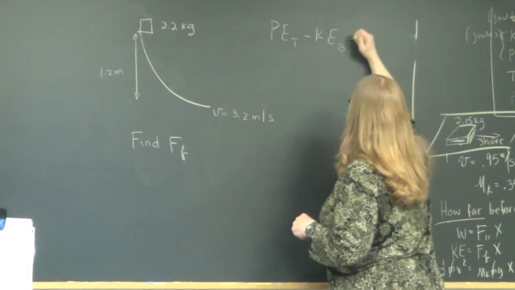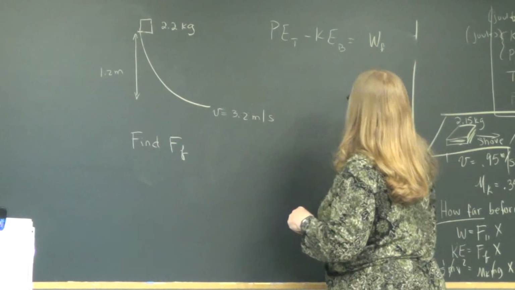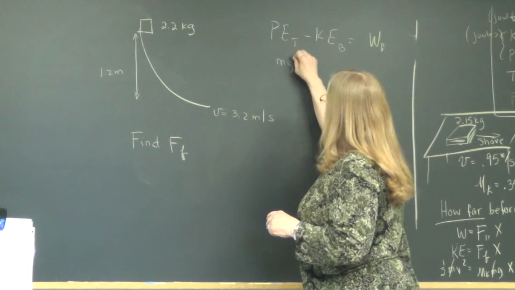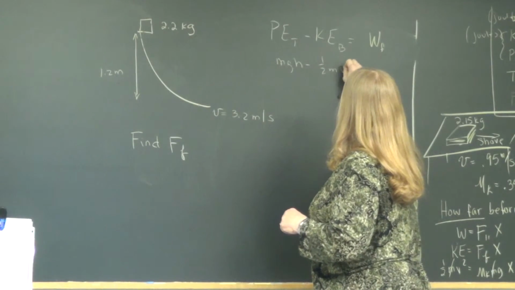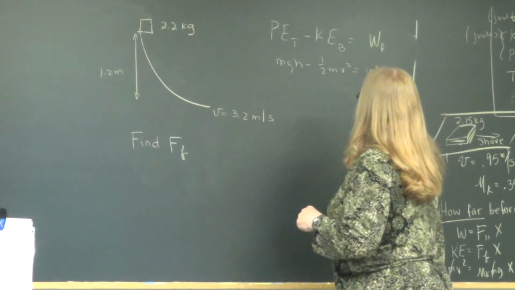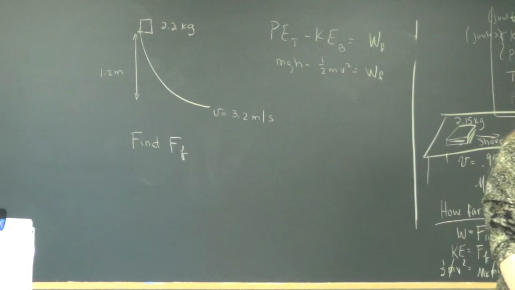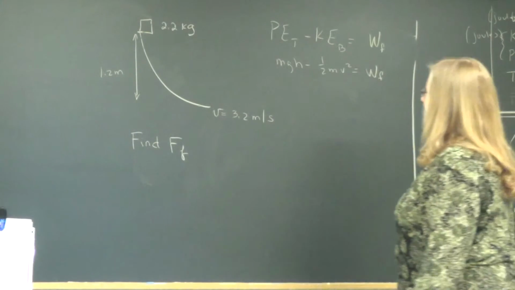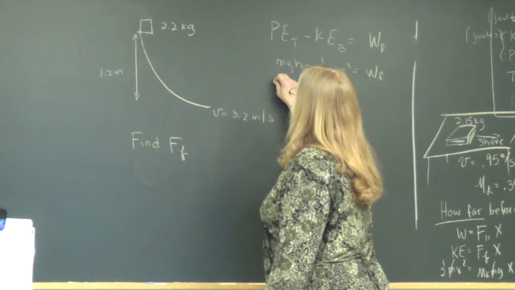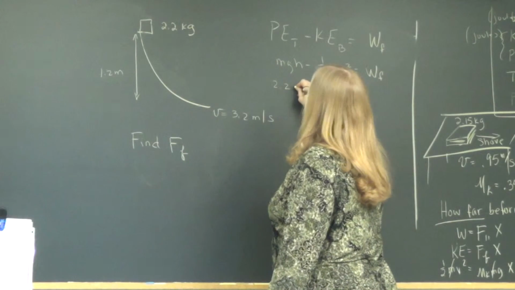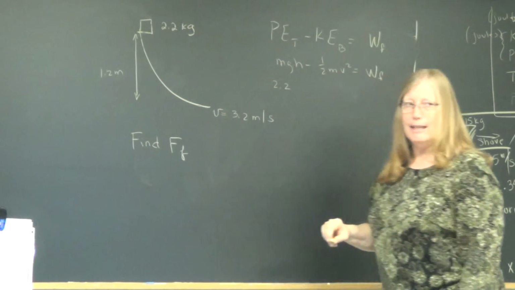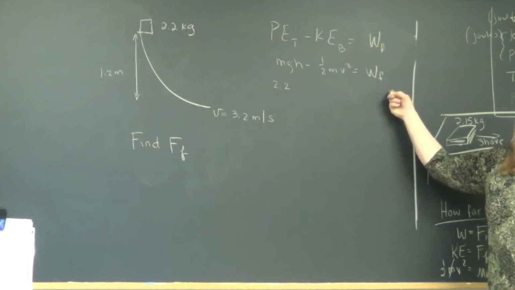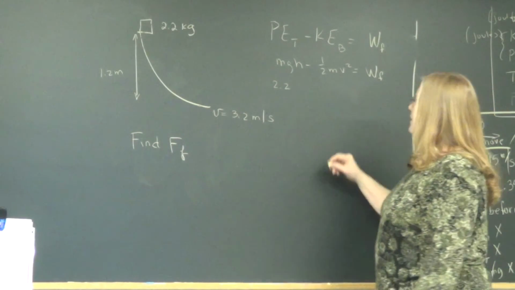So I'll say the work of friction. MGH at the top minus 1/2 mv squared at the bottom will give you the work of friction. Make sense? Yeah. All right. So if they were the same, that means we would be on a frictionless plane, which is quite unusual in this world. All right. MGH at the top. We can't cross out the mass this time. It would have to be on this side as well. It's not, so we have to.